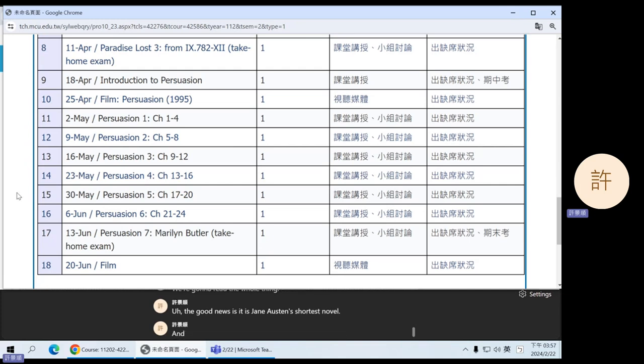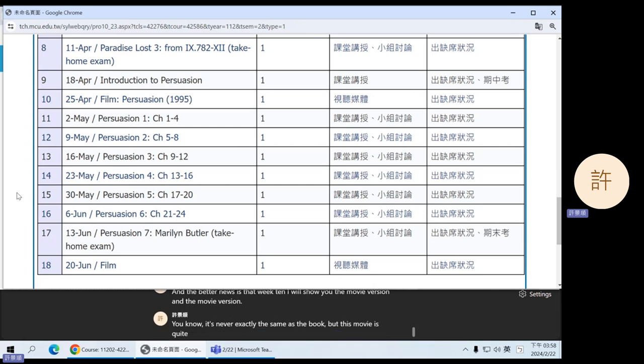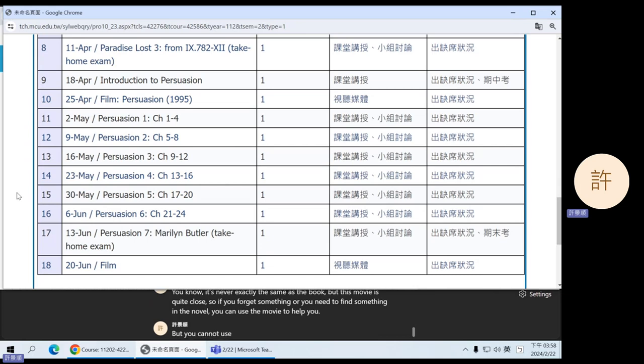And the better news is that in week 10, I will show you the movie version. The movie version is never exactly the same as the book, but this movie is quite close. So if you forget something or you need to find something in the novel, you can use the movie to help you. But you cannot use the movie on the final exam.